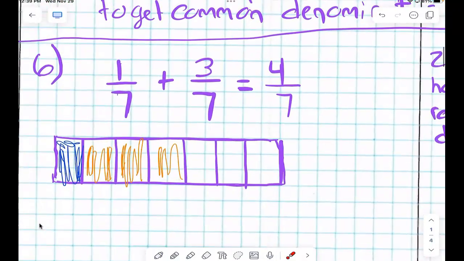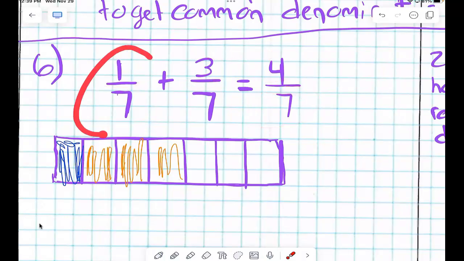All right, here we go. 1/7 plus 3/7. Why do I not have any bubbles? The denominators are the exact same, right? So can I just add the numerators then? Yes. What's 1 plus 3? 4. Do I add the denominators? No. You never add or subtract the denominators. You just keep them the same.